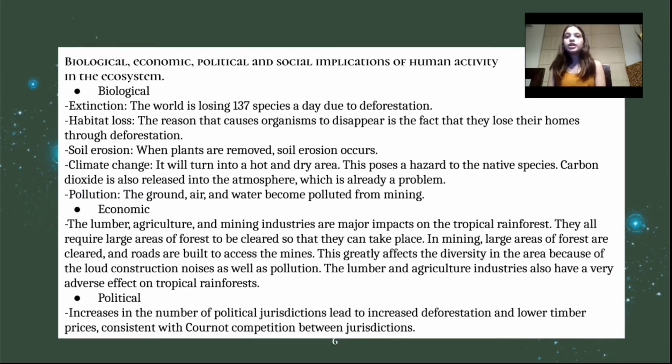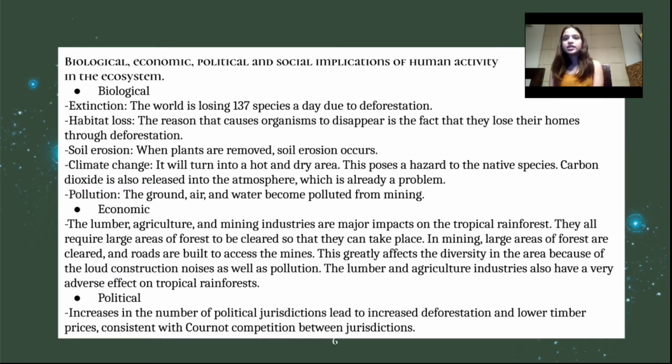Economic. The lumber, agriculture, and mining industries are major impacts on the tropical rainforest. They all require large areas of forest to be cleared so that they can take place. In mining, large areas of forest are cleared and roads are built to access the mines. This greatly affects the diversity in the area because of the loud construction noises as well as pollution. The lumber and agriculture industries also have a very adverse effect on tropical rainforest.